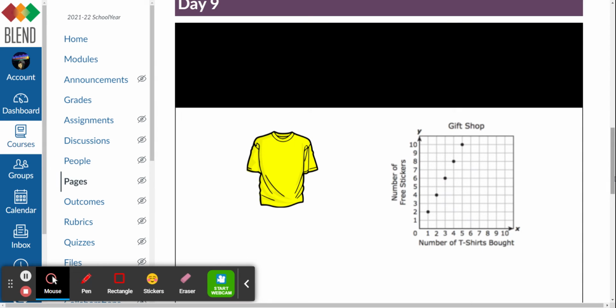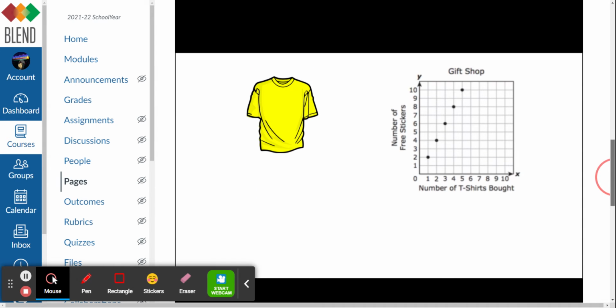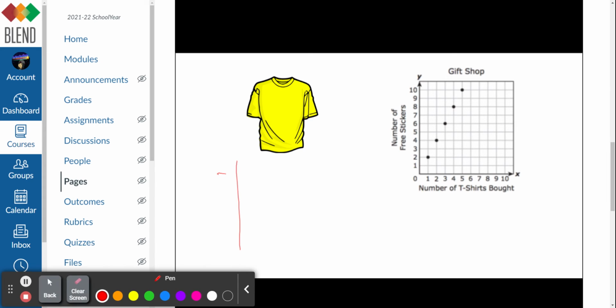Welcome back. Let's go ahead and finish our table and then find out our rule. Our table with x and y: our first coordinate was run 1, jump 2. Our second coordinate, we ran 2 on the x, so it's an x of 2 and a y of 4.